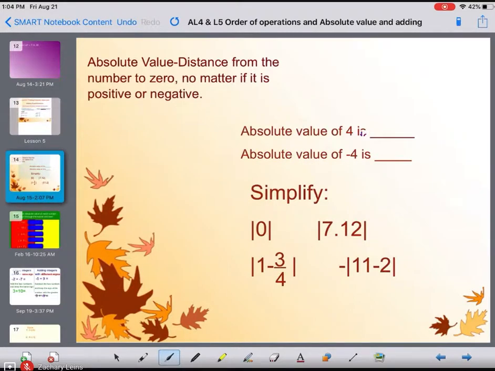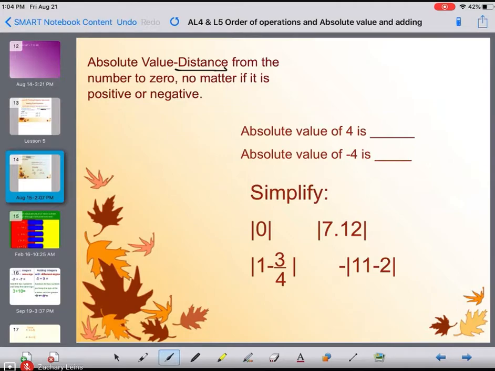So absolute value is the distance from the number 0 on a number line, no matter if it's positive or negative. So really the key word to think about here is the distance. Just like if you're thinking about going from LA to New York or New York to LA, no matter which direction you're going, it's still going to be a positive distance that you're traveling. So therefore absolute value is going to be the positive distance to 0 on a number line.